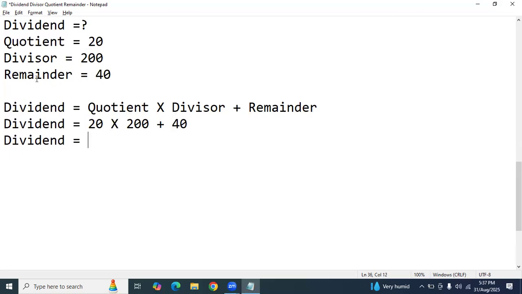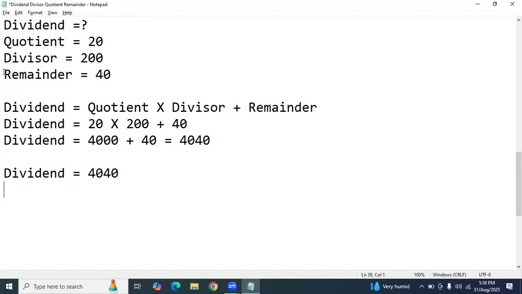So dividend is equal to 20 into 200, which becomes 4000, plus 40. So 4000 plus 40 becomes 4040. Our final answer is that the dividend is 4040.